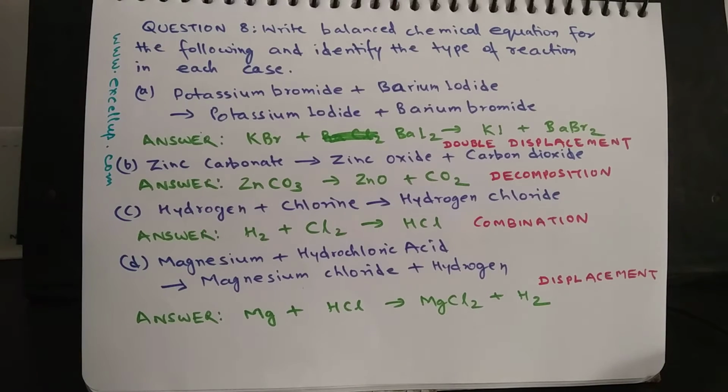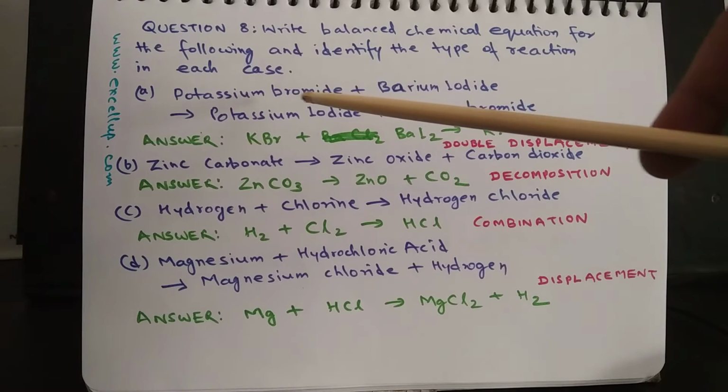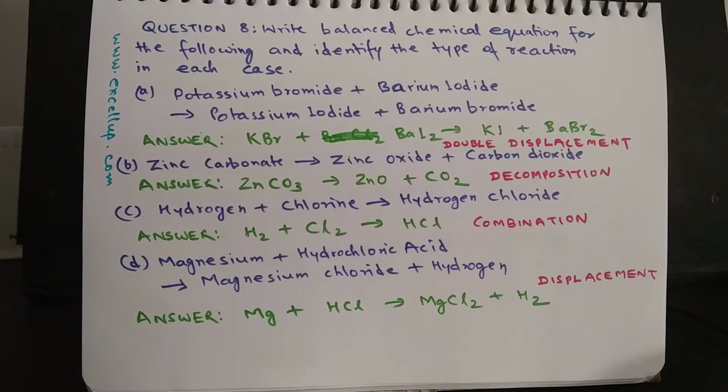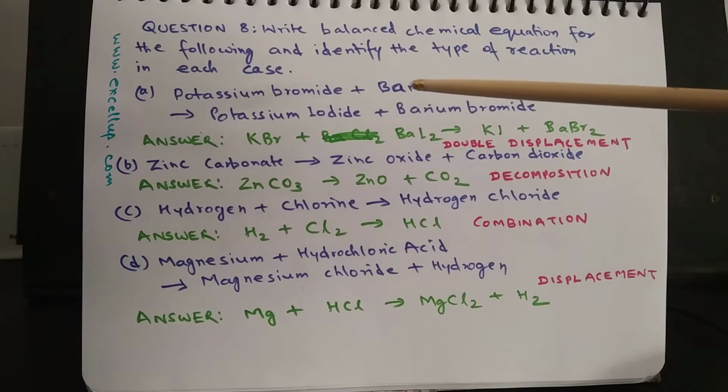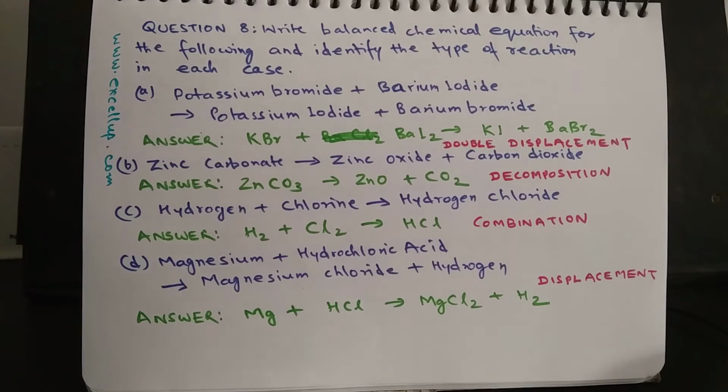Question 8. Write balanced chemical equations for the following and identify the type of reaction in each case. The first is potassium bromide plus barium iodide gives potassium iodide plus barium bromide. The answer is KBr plus BaI2 gives KI plus BaBr2.